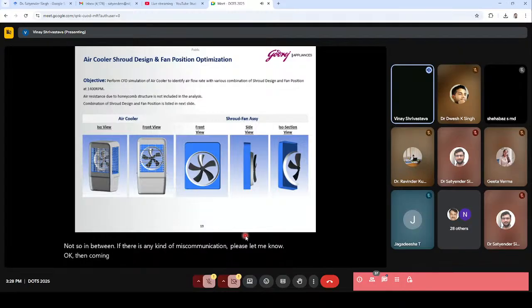Then coming to the second problem, this is a problem pertaining to an air cooler. What we are doing here is identifying the shroud design and fan position. On the right side assembly, there is a fan and there is a shroud. This white colored portion is the shroud. This is how the side view looks, and this is how the ISO view looks. So what we wanted to know is what should be the shroud design, and what should be the fan position for optimum airflow.